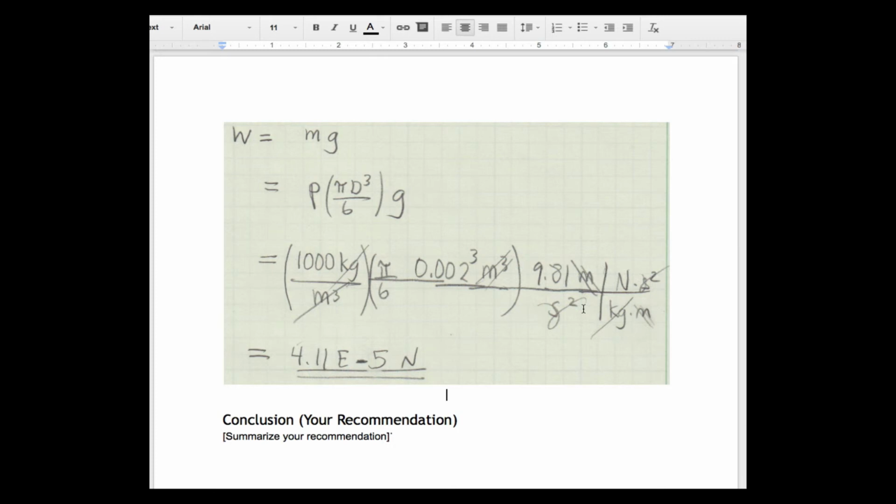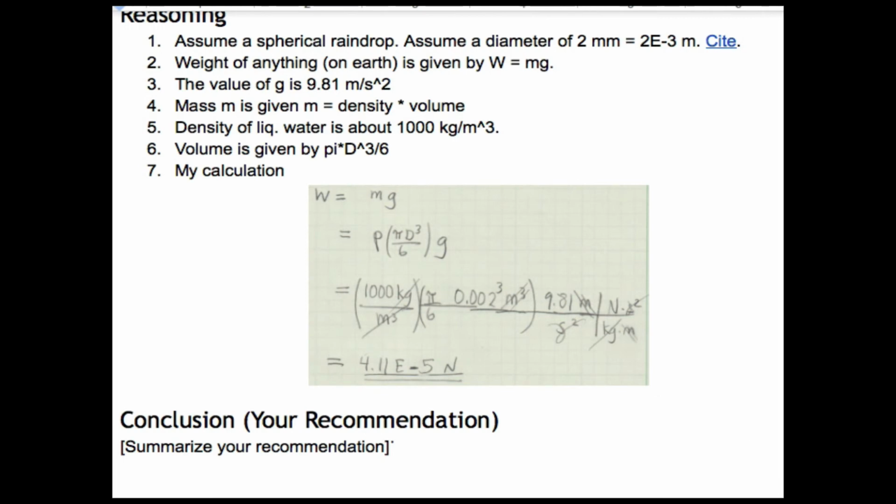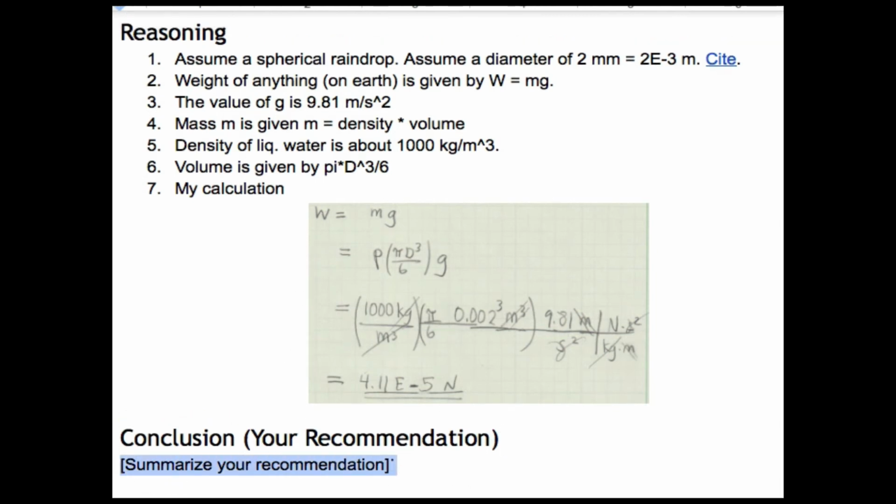Now what I notice is my image is too big. So I'm going to select it. I see the blue handles and resize it. That's looking better. That looks about right. So I've now done my reasoning. So my conclusion. I'll select the instruction and delete it. The weight of a typical raindrop is about 4.1 times 10 to the minus fifth newtons, and this is based on a 2 mm diameter.